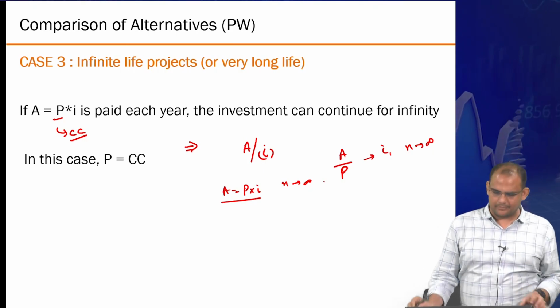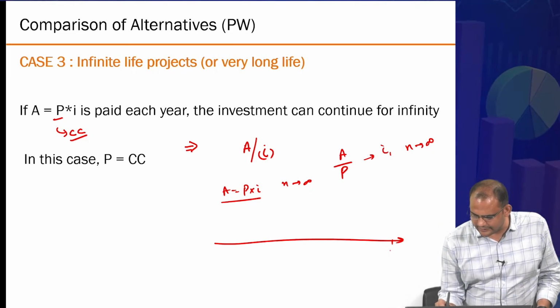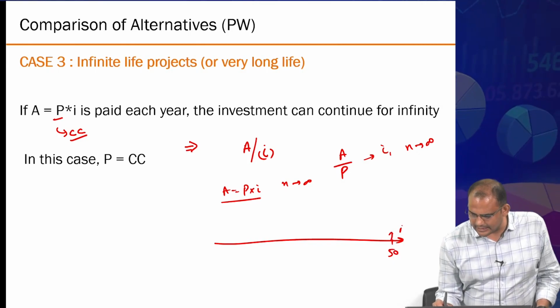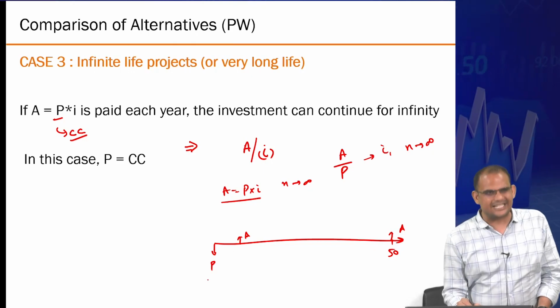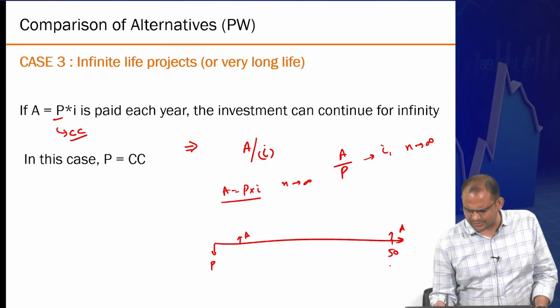Why does it happen? Because if your n is, let's say, 50, the effect of this amount A on the present worth will be very, very small. This is like what?